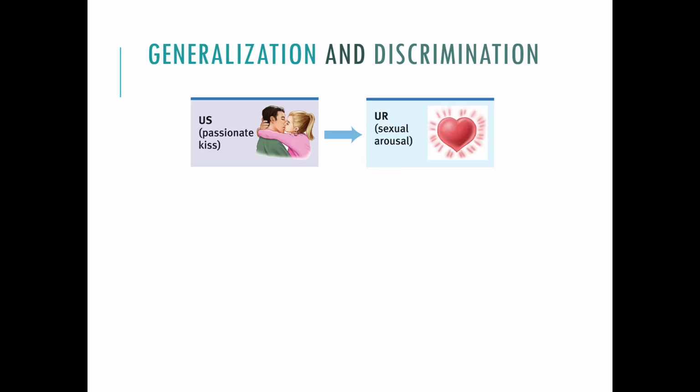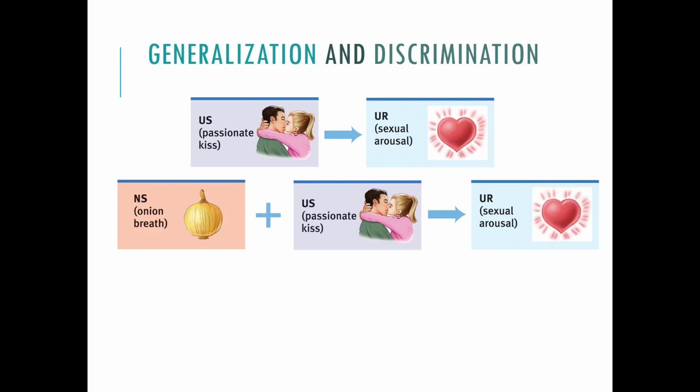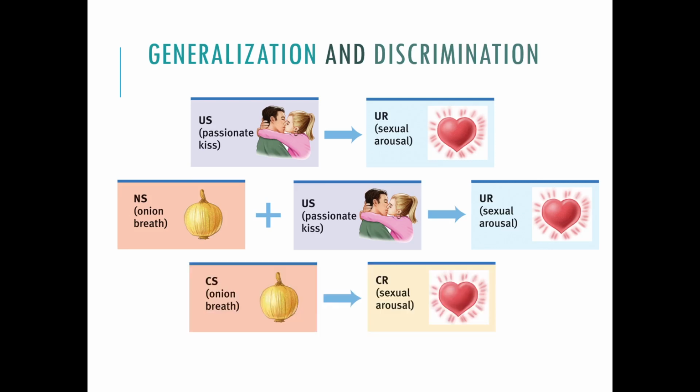Now, generalization and discrimination. All right, so let's pretend that the unconditioned stimulus is the passionate kiss and the unconditioned response is sexual arousal. Okay. Now, let's imagine that your partner for this passionate kiss always has onion breath. And it's a neutral stimulus because it's not necessarily meaningful. In fact, it might even be the reverse of passion to have onion breath. But you like your partner anyway, so you engage in a passionate kiss that leads to an unconditioned response of sexual arousal. Ultimately, onion breath starts to become a conditioned stimulus where it can actually be arousing.